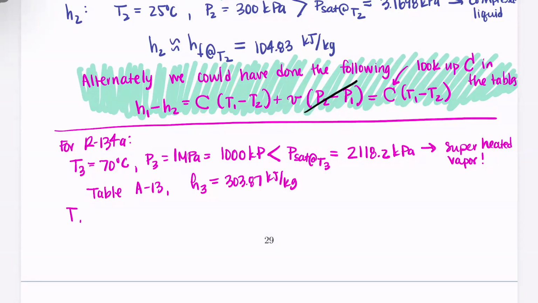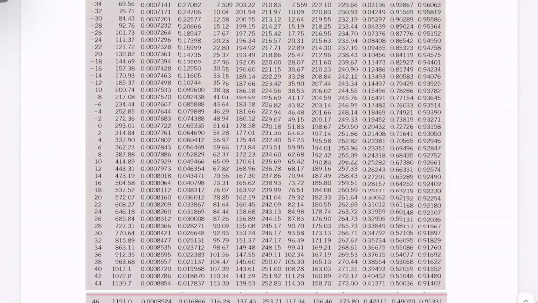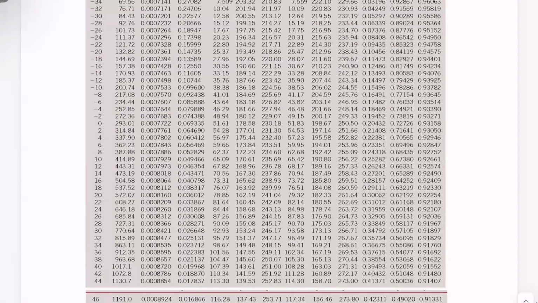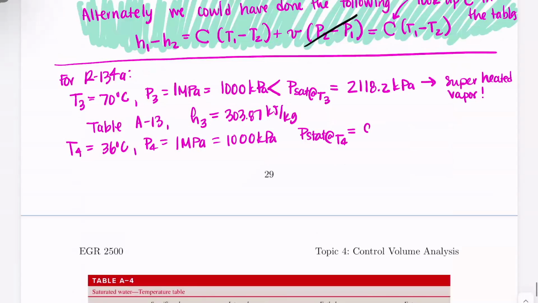And then now let's look at T4. So we have 36 degrees C, and then P4 remains at 1 MPa, which is again 1,000 kPa. So we want to look up our saturation pressure at T4. So let's go back to this table. So we're now at 36. All right, so our saturation pressure is 912.35 kPa. So we are above our saturation pressure. So this is a compressed liquid.